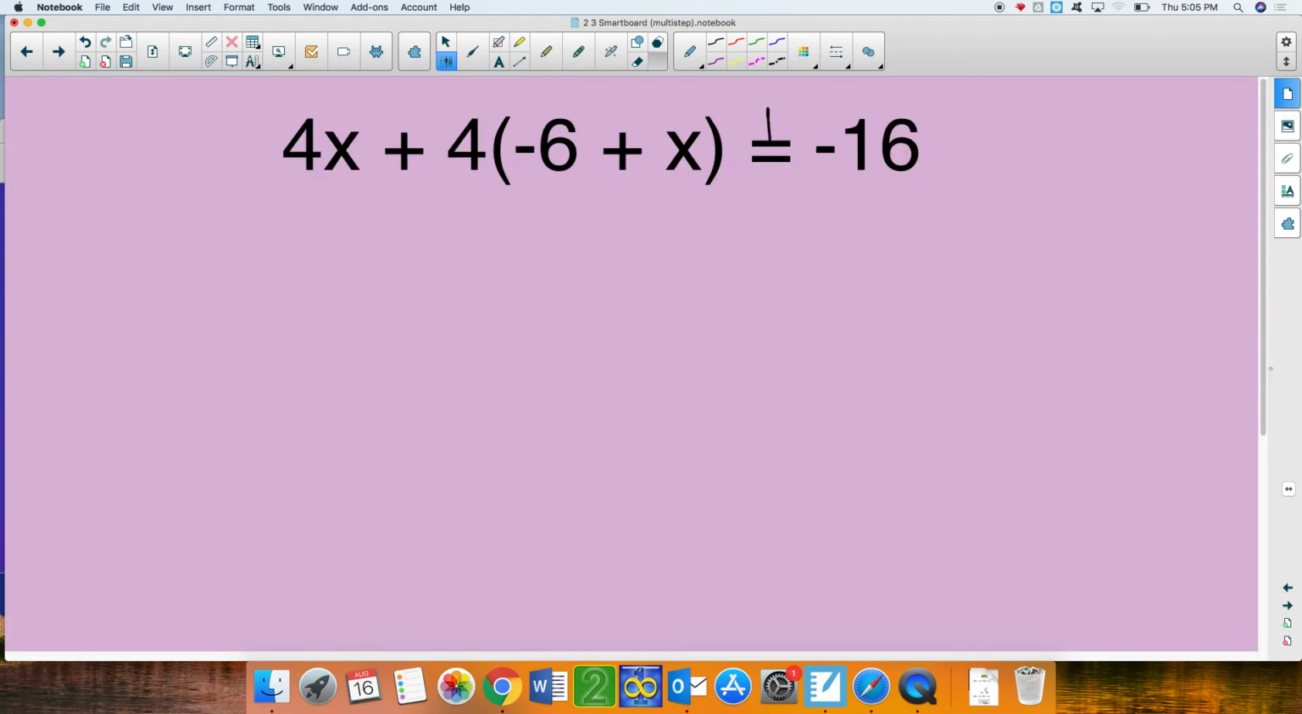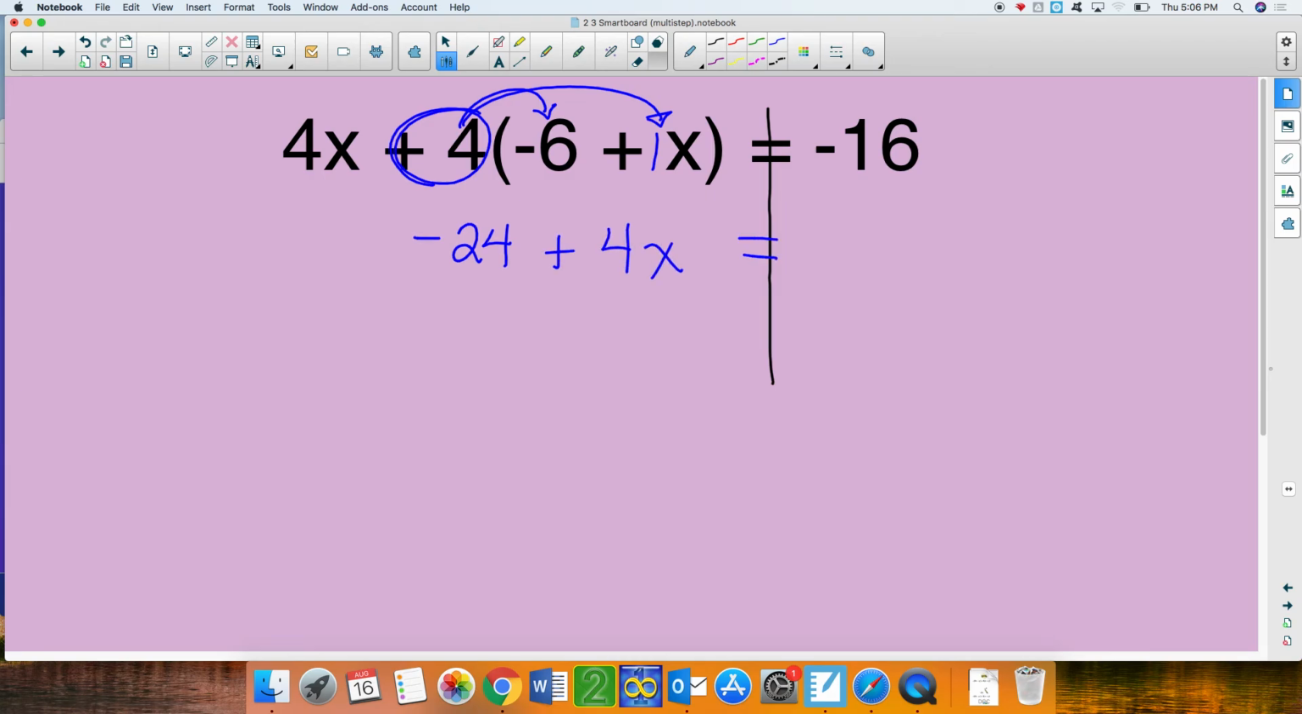I'm going to draw in my wall. Notice this time you have a number, you have parentheses, but you have a number outside of those parentheses. So this positive 4 is outside my parentheses, and I need to distribute it through to get rid of those parentheses. And I'm going to put a 1 in front of that x. So I'm going to take 4 times negative 6, which is negative 24. 4 times 1x is a positive 4x.